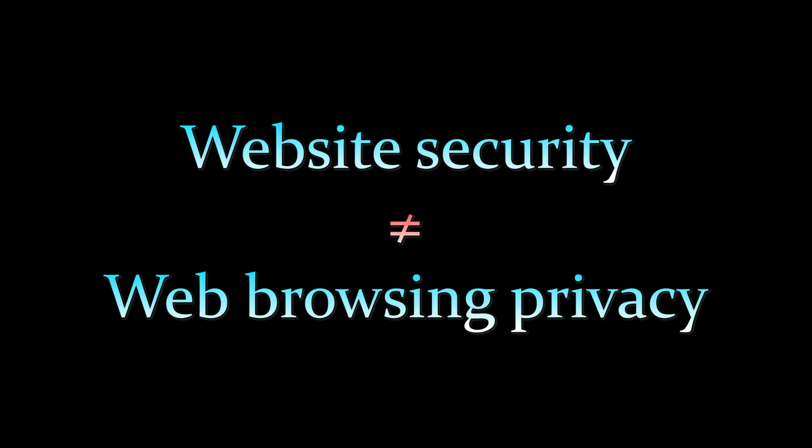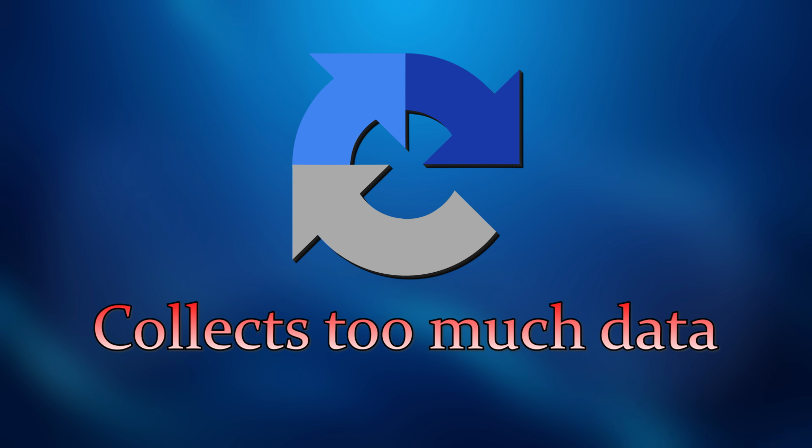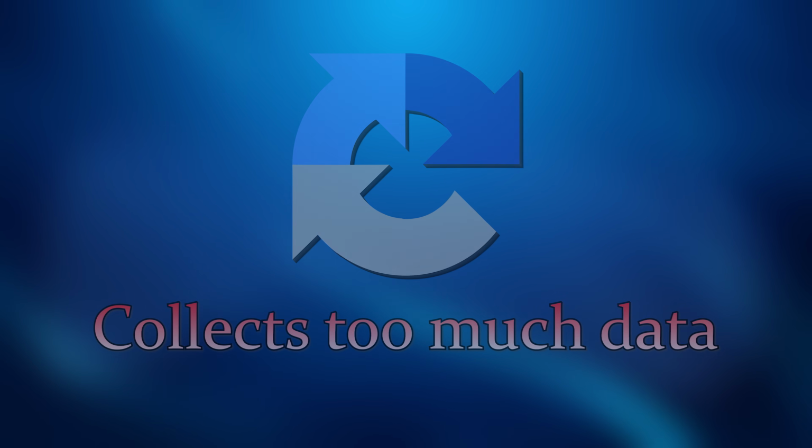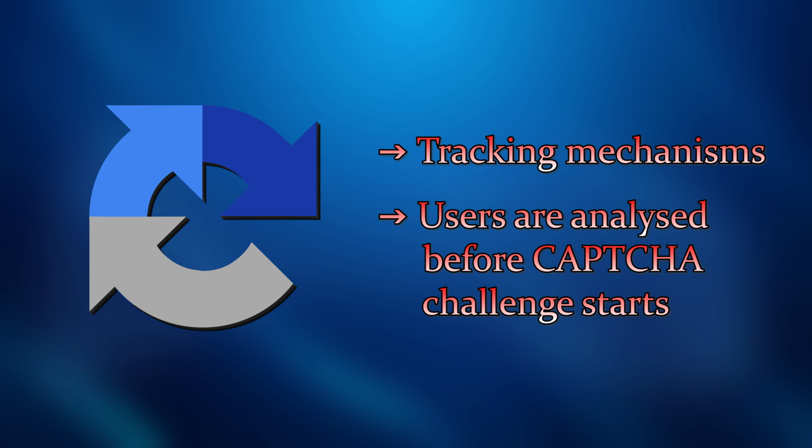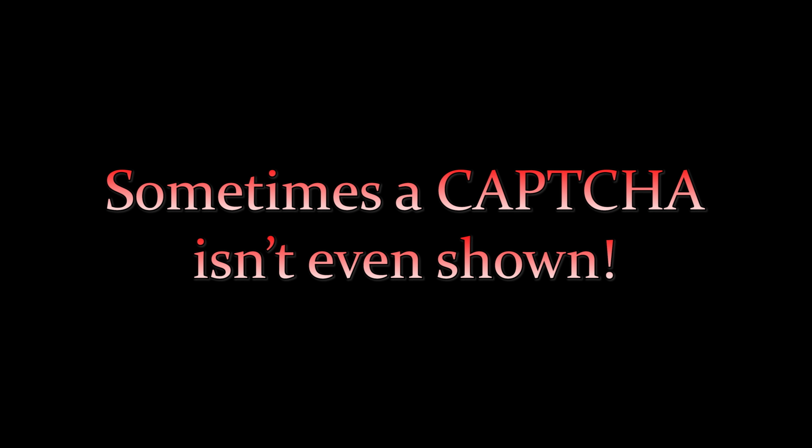But just because user data is protected against unauthorized third parties doesn't mean that web browsing privacy is guaranteed. There is still the issue that modern CAPTCHAs, especially Google's reCAPTCHA, collect too much data, like that which we discussed earlier. So in a way, CAPTCHA systems can act as tracking mechanisms that collect data across websites, and this also means that users are often being analyzed before they even see a CAPTCHA challenge. This becomes more problematic when you consider the fact that sometimes a CAPTCHA isn't even shown, but the data collection process and the resulting security decision are still happening in the background. This is an issue because users are less likely to know when and how their data is being collected, which makes it more difficult for them to give informed consent.